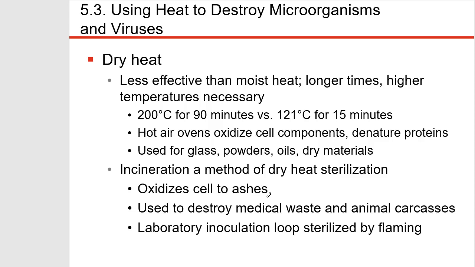We also use incineration. So the products that we use, once the bacteria or whatever microbes we're using are starting to grow, we put them in the biohazard bins and they get shipped off, and a company actually puts them in an incinerator. Okay, so that burns everything up, and that is dry heat sterilization. So while our moist heat was the boiling and the autoclave, our dry heat has been incineration and the inoculating loops.